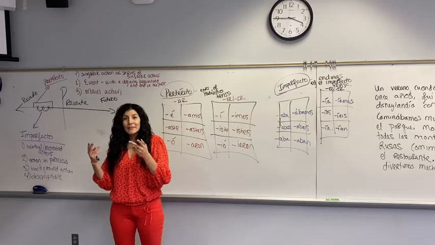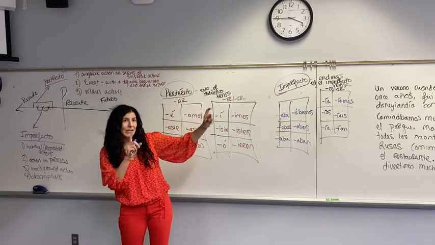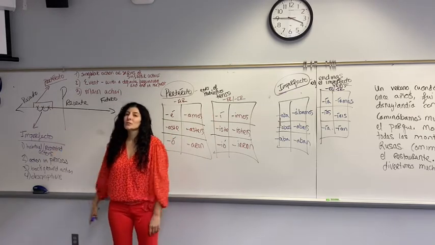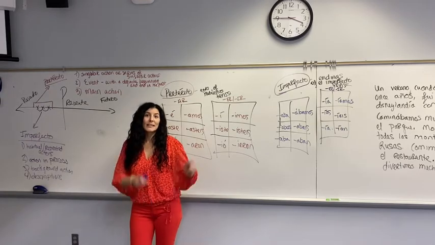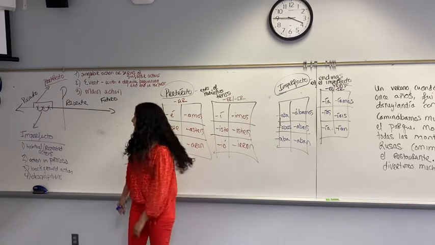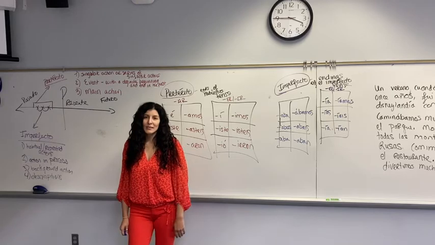When I was 11 is a background action. I went to the store is the main action. So the background action, when I was 11, would take place in the imperfect. I went to the store is the main action, so that takes place in the preterite. And finally, descriptions would almost always take place in the imperfect.